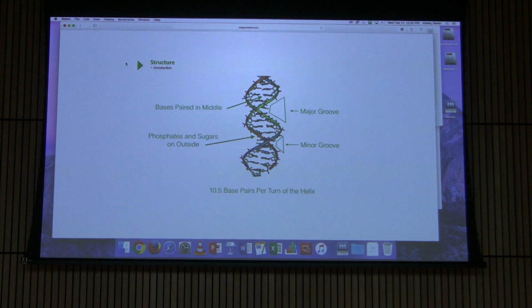Well, now we see more of a real live double helix. This is something we refer to as the B form of DNA. The B form of DNA is the most common form of DNA that's found in cells. It was the form of DNA that was reported by Watson and Crick in a very famous paper in 1953.